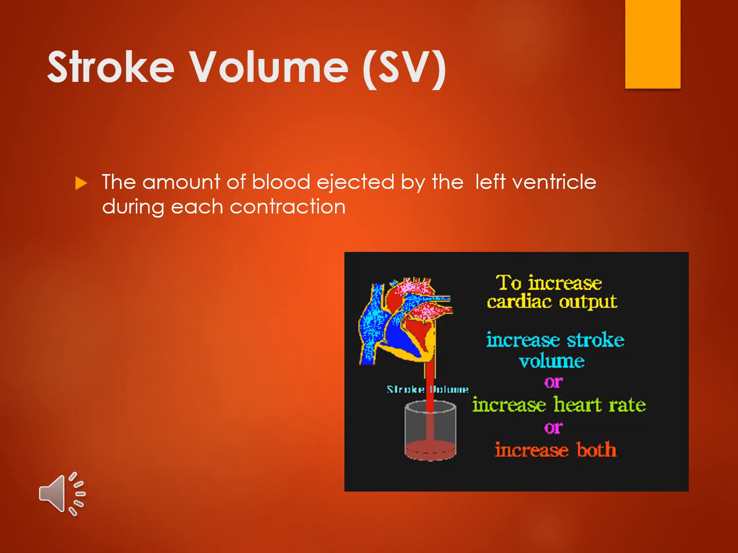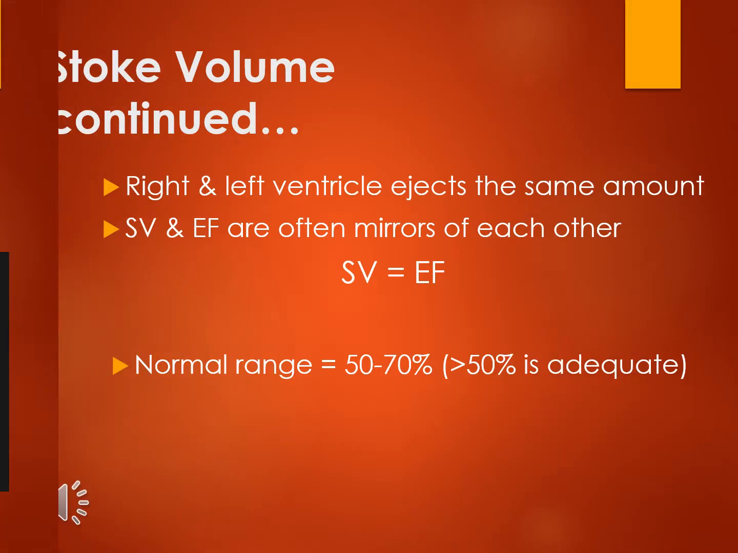The stroke volume is the amount of blood ejected by the left ventricle during each contraction. If the stroke volume is up and the heart rate is up, we're going to have a good cardiac output. It's going to be up. However, if the stroke volume is down and our heart rate is down, our cardiac output is also going to be down. Thus, poor perfusion.